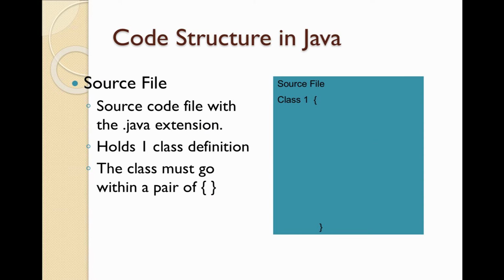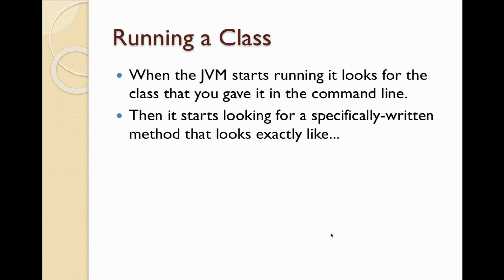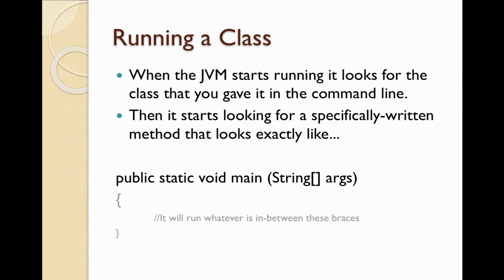Remember that our code structure in Java is that everything is inside of a class, and everything needs to go in between the 2 curly brackets in our main file or inside of a block of code. When the Java virtual machine starts running, it looks for the class that you gave it in the command line. Then it starts looking for a specifically written method that looks exactly like public static void main string args. Previously, I said this was our magical line of code, but remember this is the line of code that the compiler or the VM, virtual machine, looks for, and it runs all the code that are in between its curly brackets.